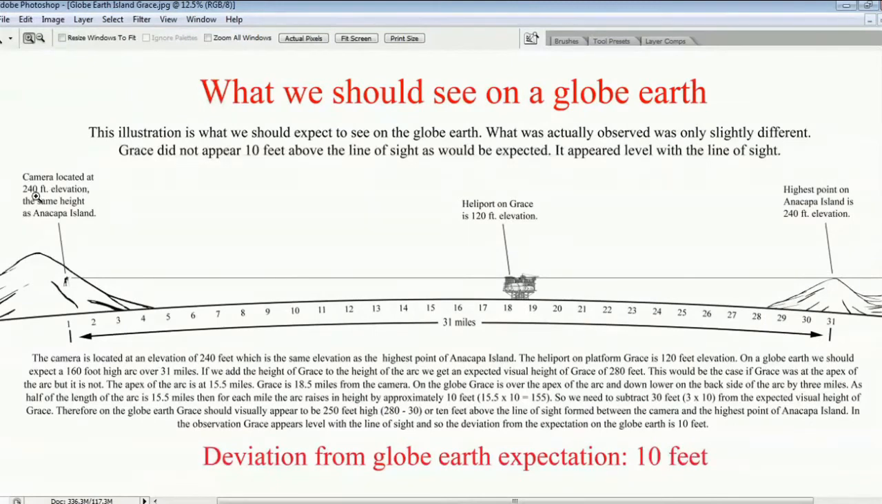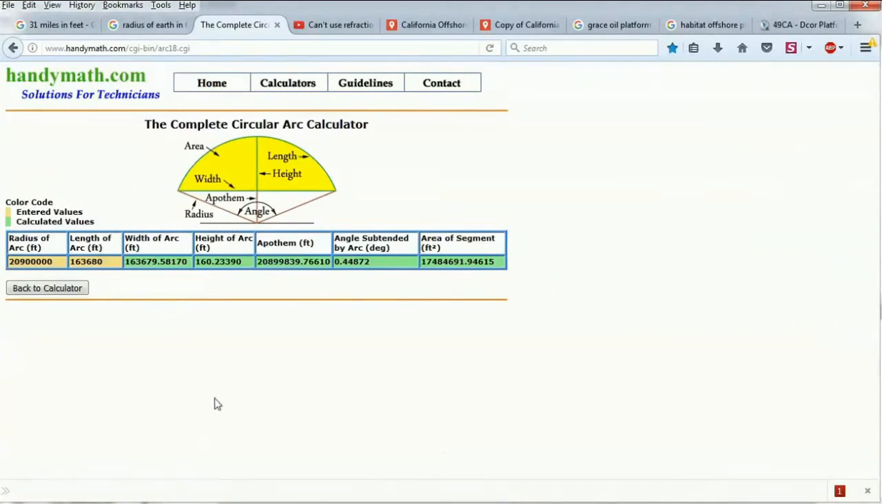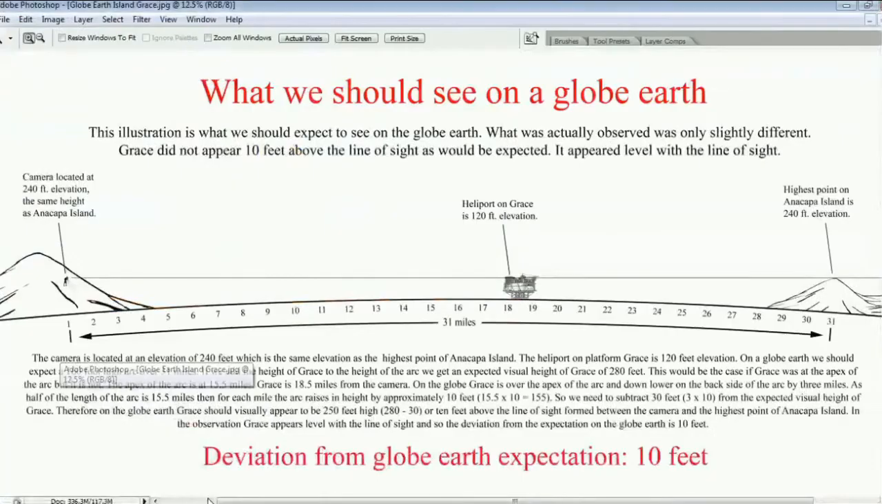So again, the camera is located at 240 feet. The highest point of Anacapa Island is 240 feet. The heliport on Grace is 120 feet. And the height of the arc, as we saw here, is 160 feet. So 160 plus 120 is 280. But there's something interesting about that. At 280, of course, I said here that Grace did not appear 10 feet above, so I see a 10-foot discrepancy. I'm going to explain why.